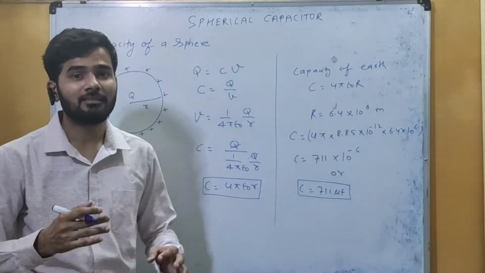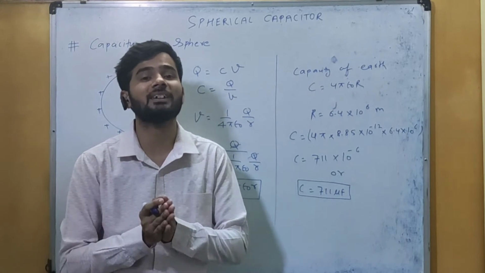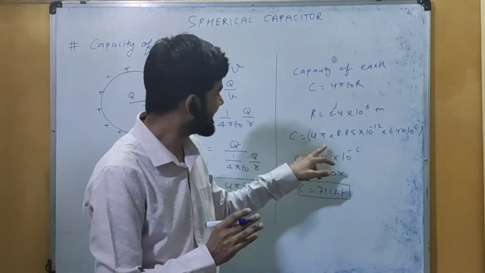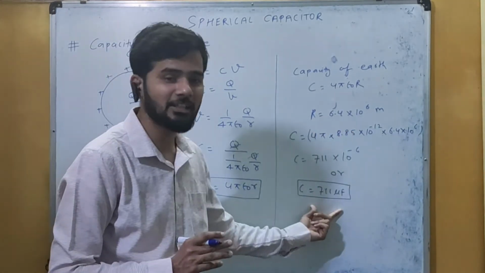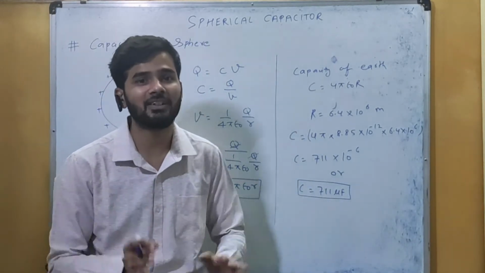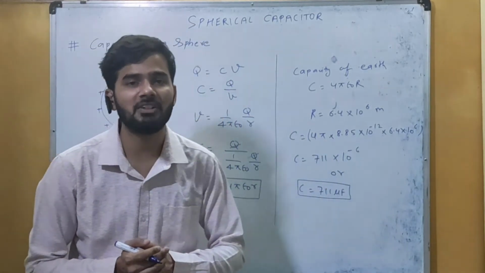Now you can think here about the unit farad. How big this unit farad is, because the earth whose radius is 6.4 into 10 to the power 6 meter has the capacity of only 711 microfarad. So this farad is a very much bigger unit. So this is the capacitance of a spherical conductor.